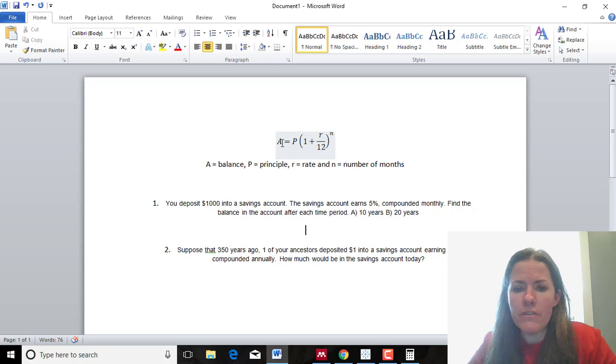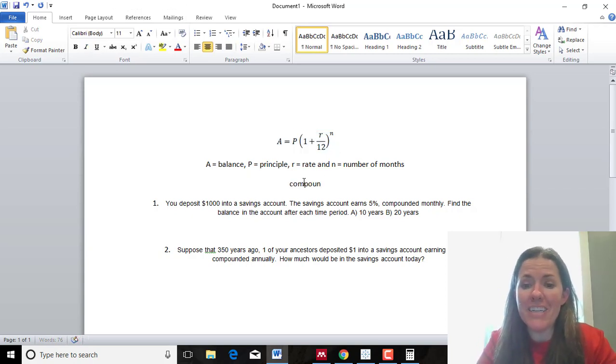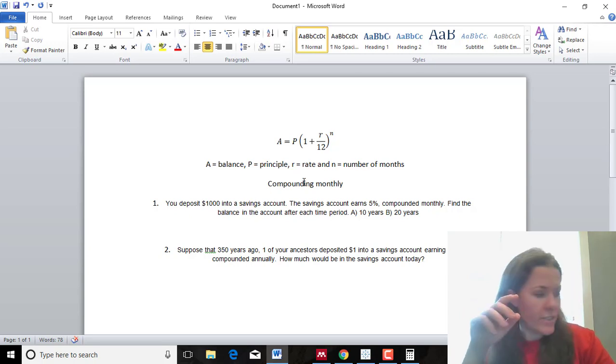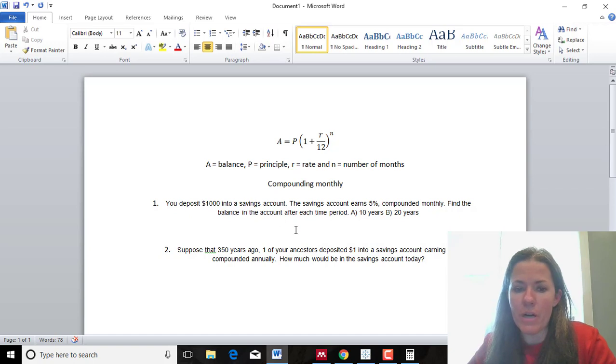So anyway, this is the formula for compounding interest right here. We're going to use this one a lot. One thing your textbook mentions that you might miss is that this is for when we are compounding monthly, because we know that is true because of the 12 on the bottom. I'm going to bring that up in this second problem because your textbook doesn't do a good job of showing the difference in these two problems.